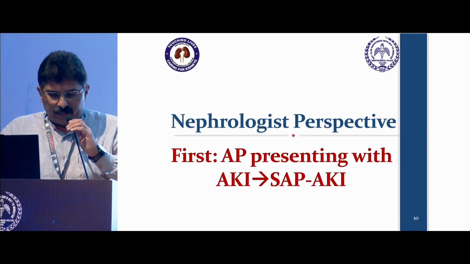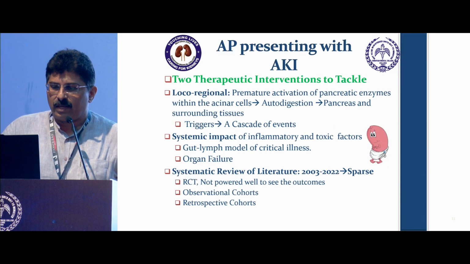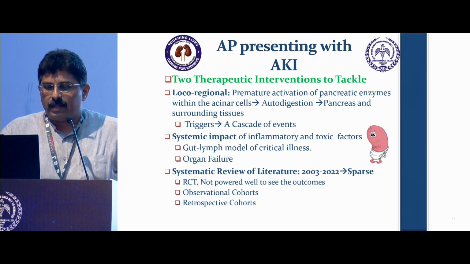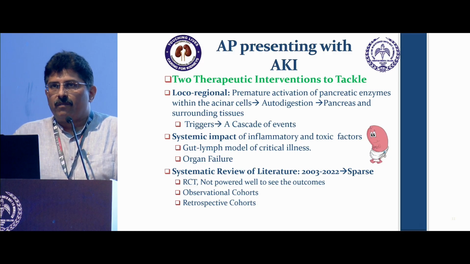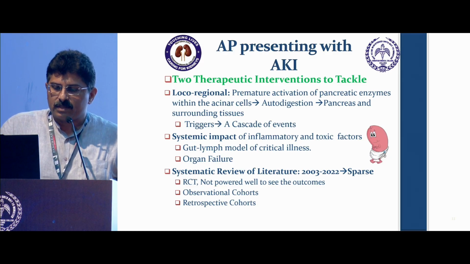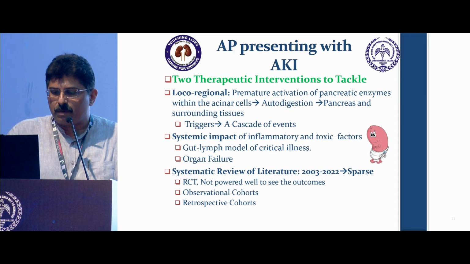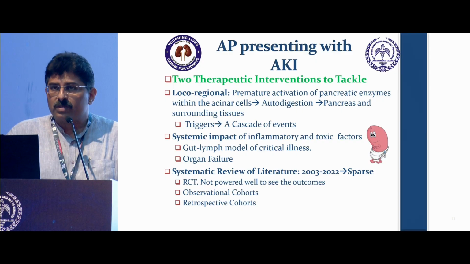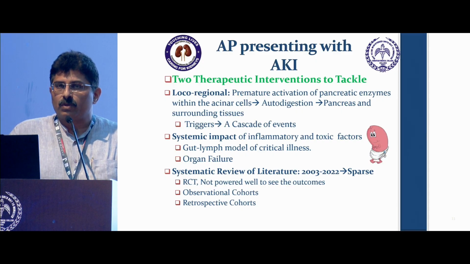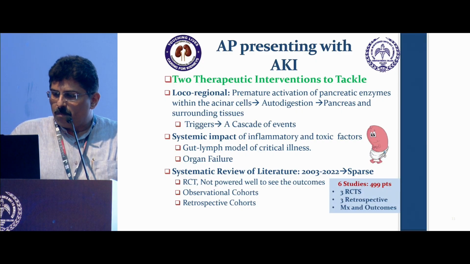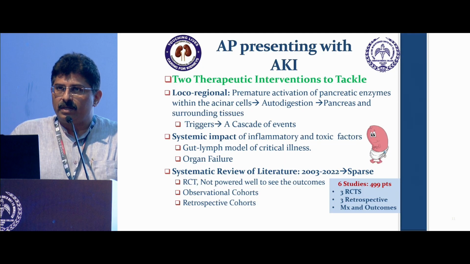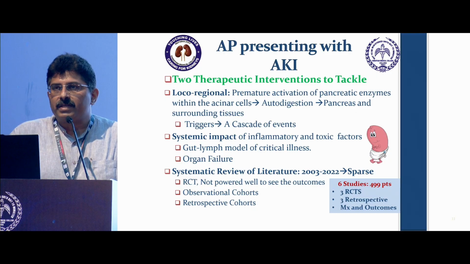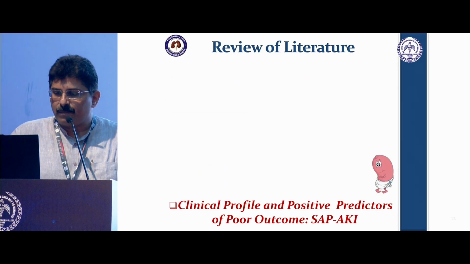So, my perspective of acute pancreatitis presenting with AKI is that you have two therapeutic interventions to tackle. One is local and regional, and the other is the systemic impact. When we look at the systematic review of the literature in relation to renal medicine, we have very sparse data. The RCTs are not well powered to see the outcomes. Most of them are observational cohorts, and those cohorts are retrospective. There are about 6 studies that looked at dialysis outcomes, or how we can improve strategies in patients with pancreatitis on dialysis.